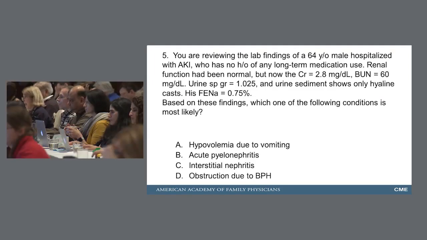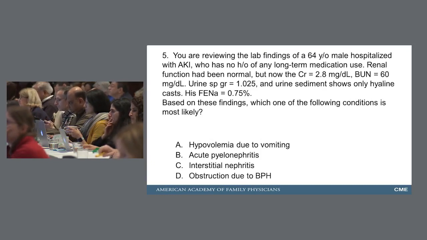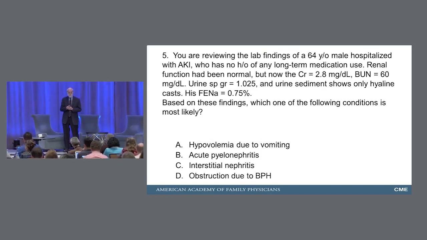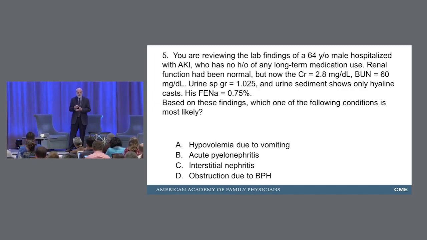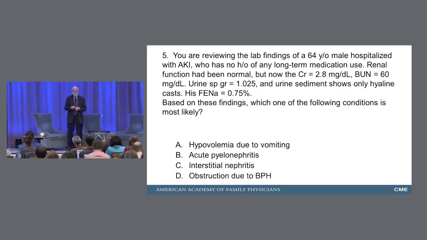Question 5. You're reviewing the lab findings of a 64-year-old man hospitalized with AKI. No history of long-term medication use. Renal function's normal, but now creatinine's 2.8. BUN is 60. The specific gravity is 1.025. Some hyaline casts on the sediment, and his FeNa is 0.75%. Based on these findings, which one of the following conditions is most likely? Is this hypovolemia due to vomiting? Is it acute pyelo, interstitial nephritis, or obstruction due to BPH? What's causing him to be worse?